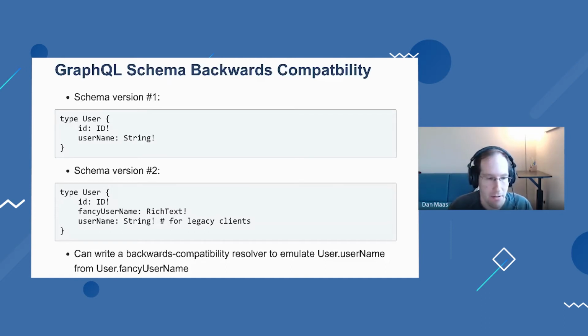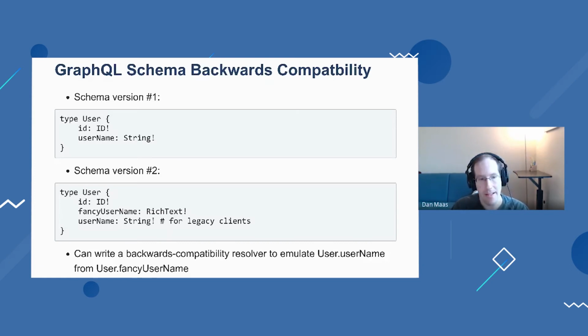And then what we can do is the primary user handler only needs to return the new stuff, so the ID and the fancy username. And then we can have a special purpose resolver that exists only to serve legacy clients. If a legacy client, in this rare case, still asks for that old string username field, you can write this little compatibility resolver that will first query the user using the new data format, and then emulate the old schema by extracting a plain version out of that fancy username.